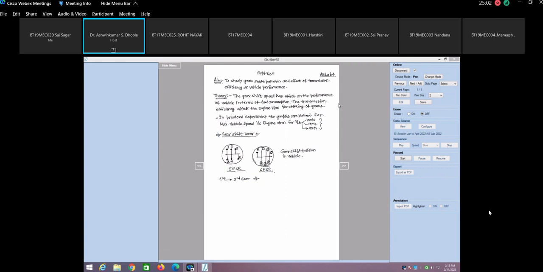सर आप सेकंड गियर में कब चेंज होते हैं? फर्स्ट गियर से सेकंड गियर में when do you change the gear when you drive the vehicle?